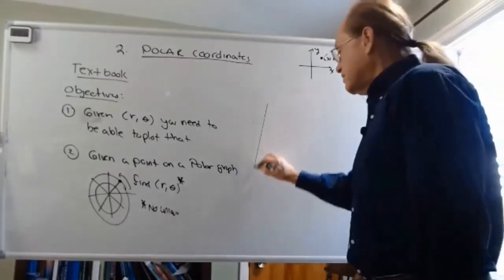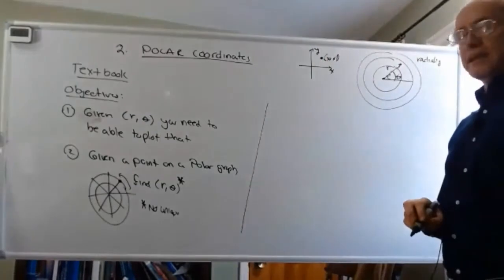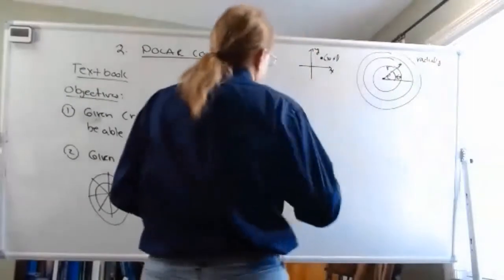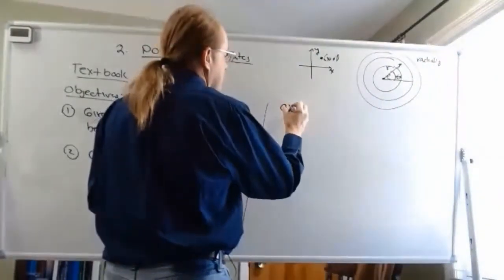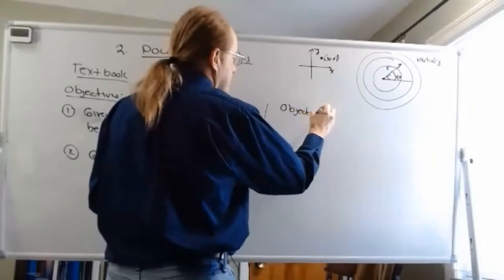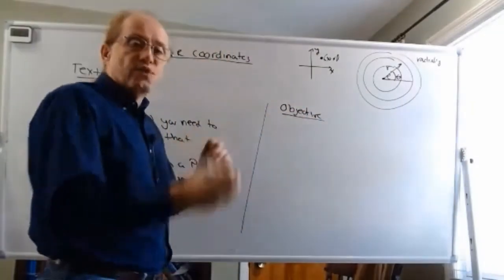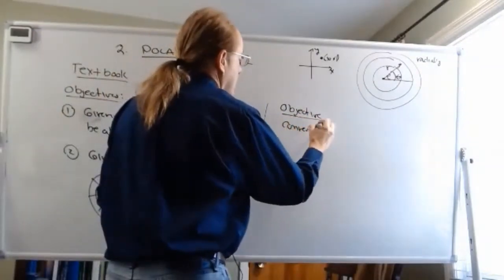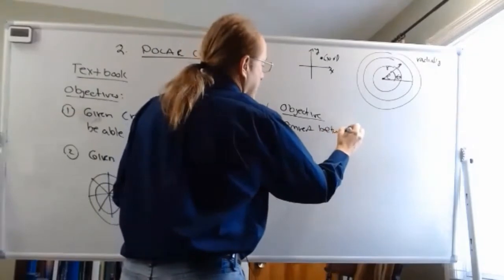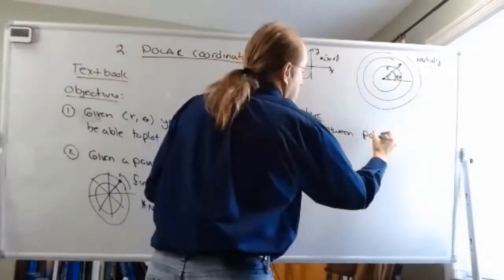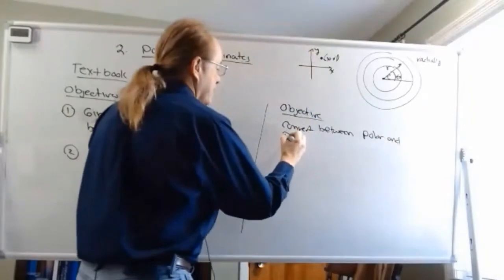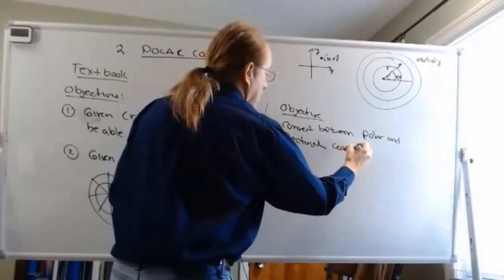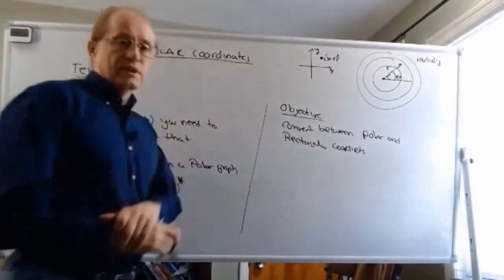Let's take a look at what's going to take up probably most of our time in this second set of objectives. We have two coordinate systems now. So now we have another objective because we have the two different coordinate systems, and we need to be able to convert between the two. So that's our objective: convert between polar and rectangular coordinates. And that's what we're going to focus our attention on.